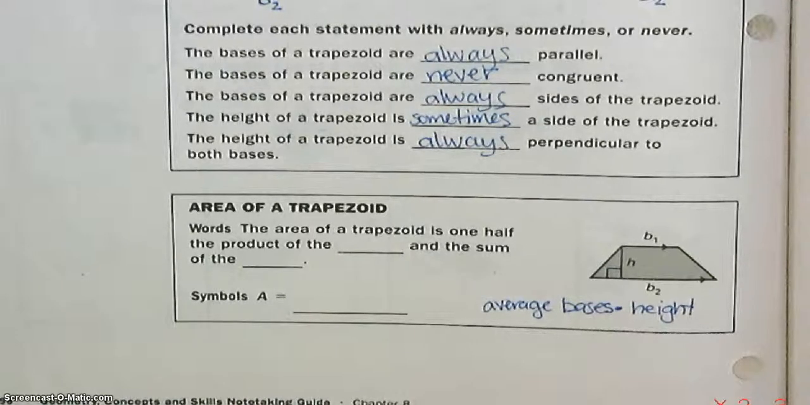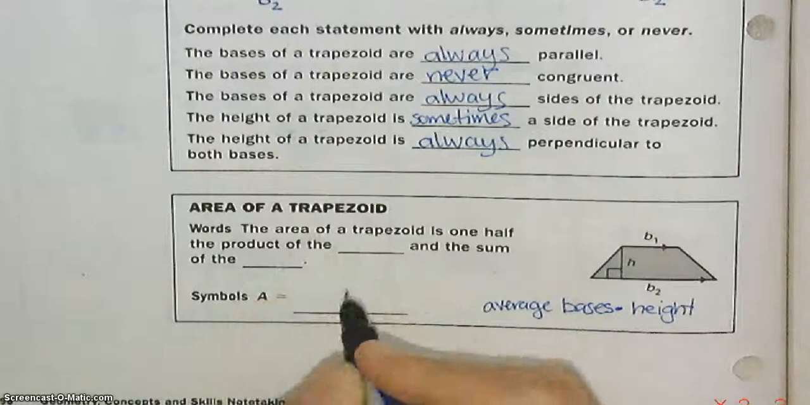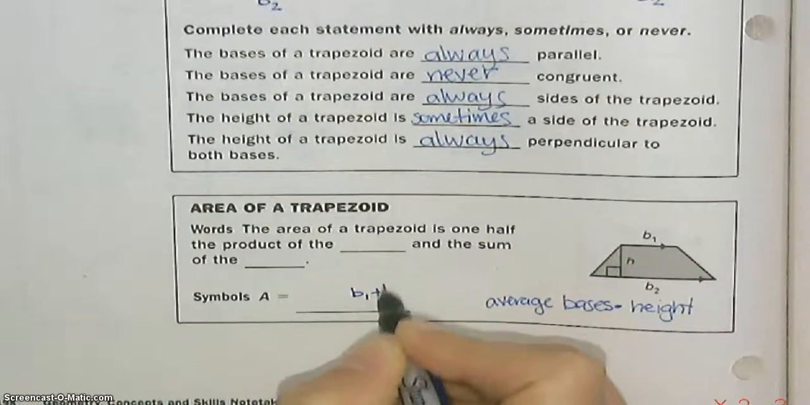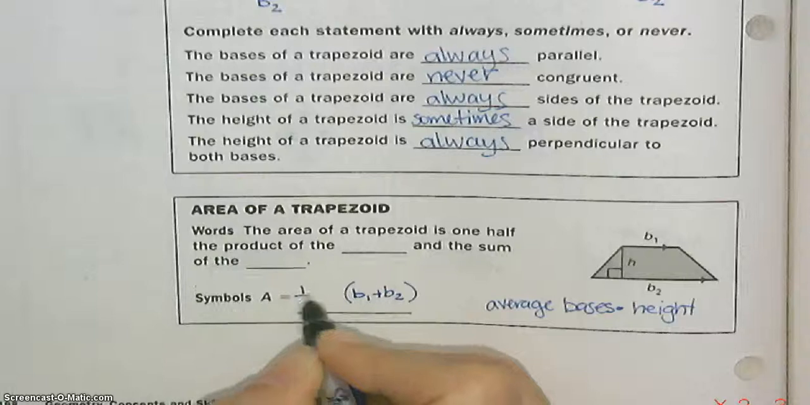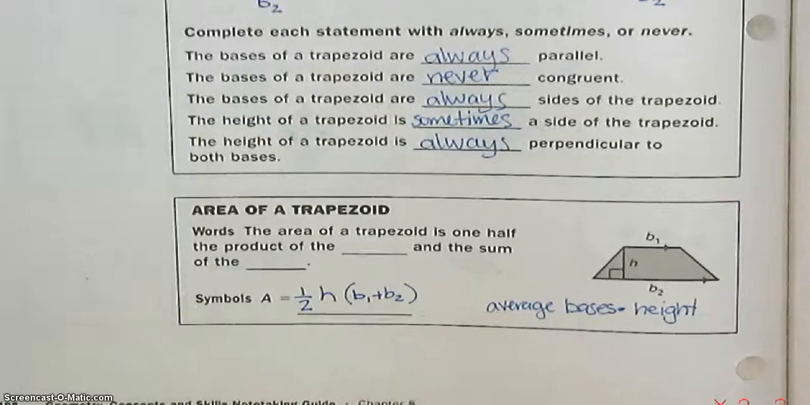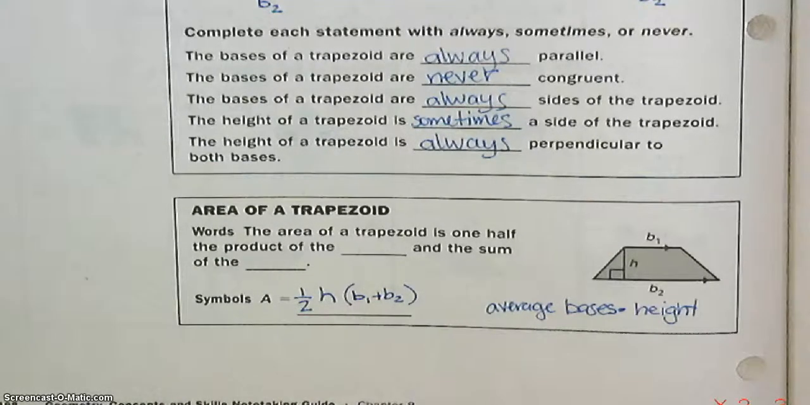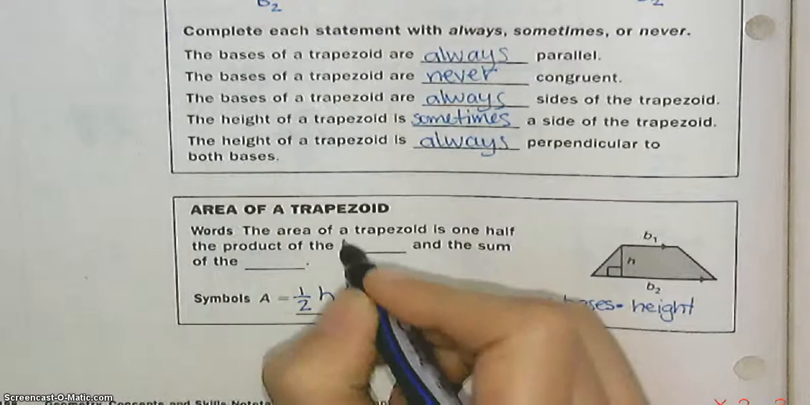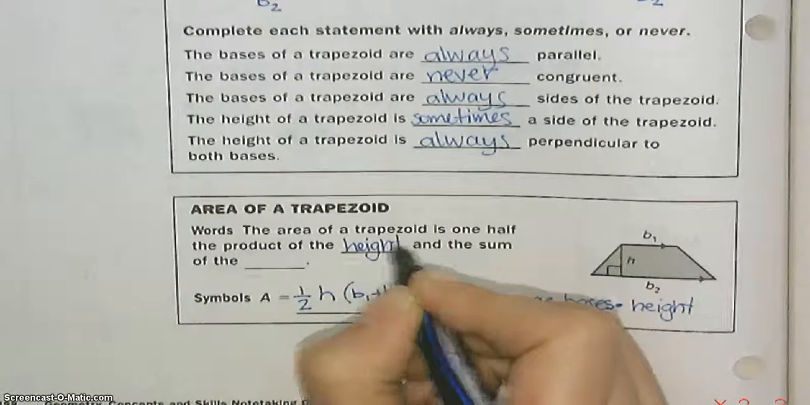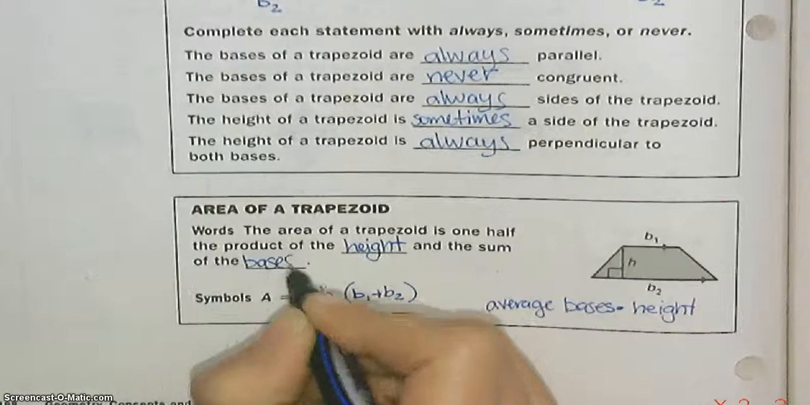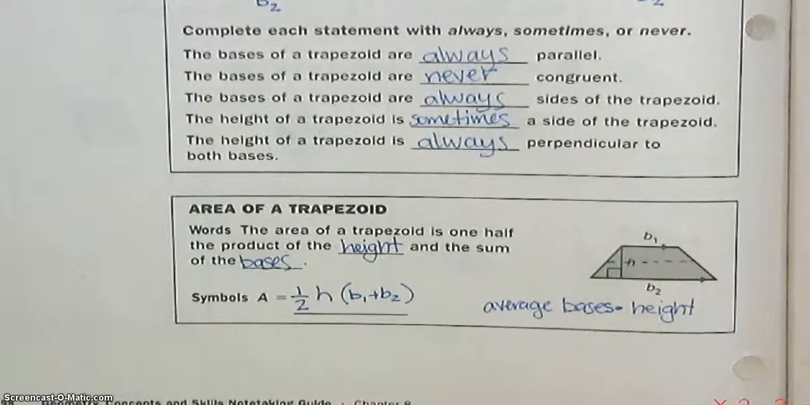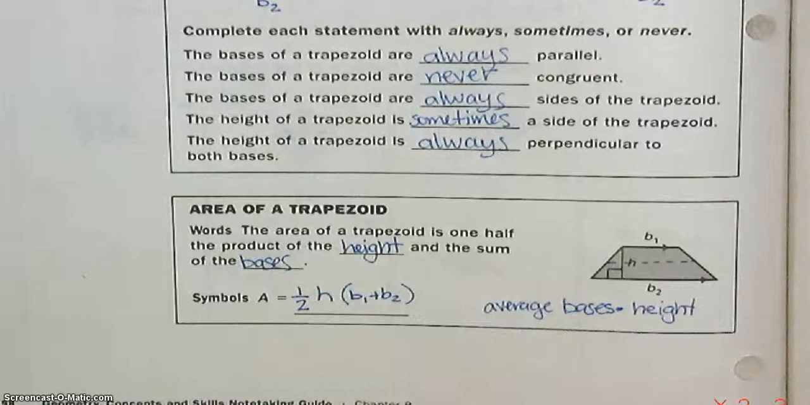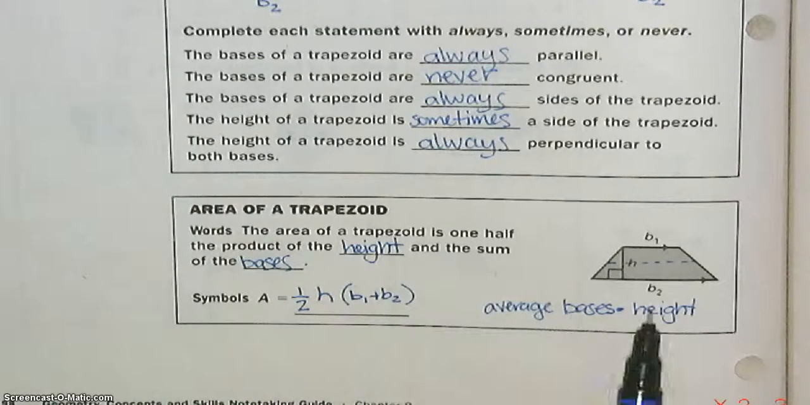All right, so if you want to put that in formula form, you have to add the bases together, divide by 2, so we're going to put a 1/2 in there, and multiply by the height. So the area of a trapezoid is 1/2 the product of the height and the sum of the bases. So really what we want to use is that mid segment in here. If you remember how to find that, that's the average of the bases. So it's not just base times height anymore, it's average of the bases times the height.